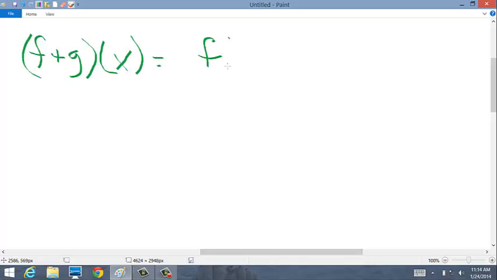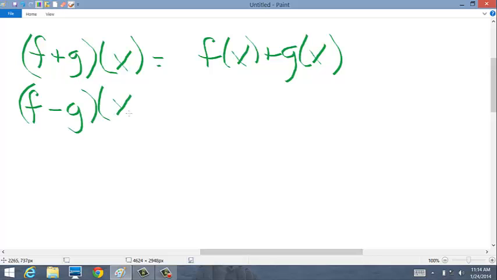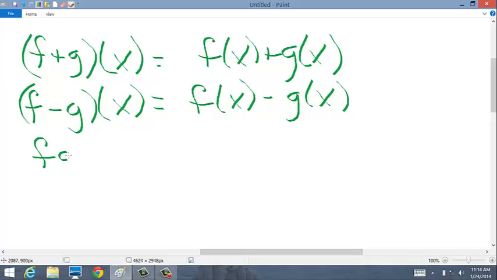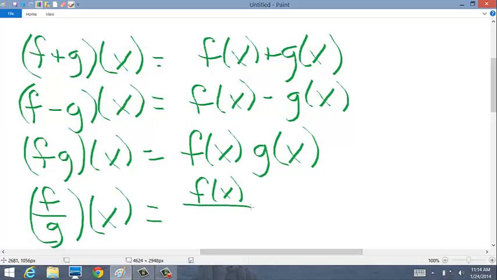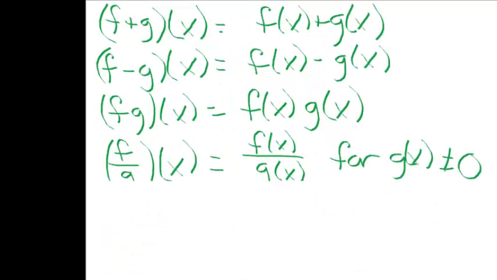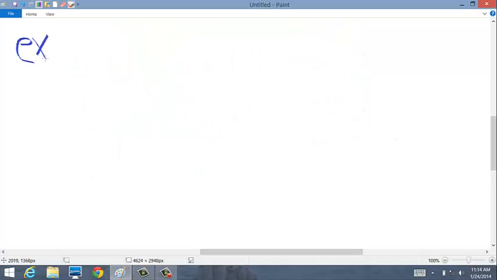So (f plus g)(x) is equal to f(x) plus g(x). (f minus g)(x) is equal to f(x) minus g(x). (f times g)(x) is equal to f(x) times g(x). And then (f divided by g)(x) is equal to f(x) divided by g(x). For that last one, just be careful, make sure you're not dividing by 0. So those are the 4 algebra of functions. Those are the plus, minus, multiply, and divide.